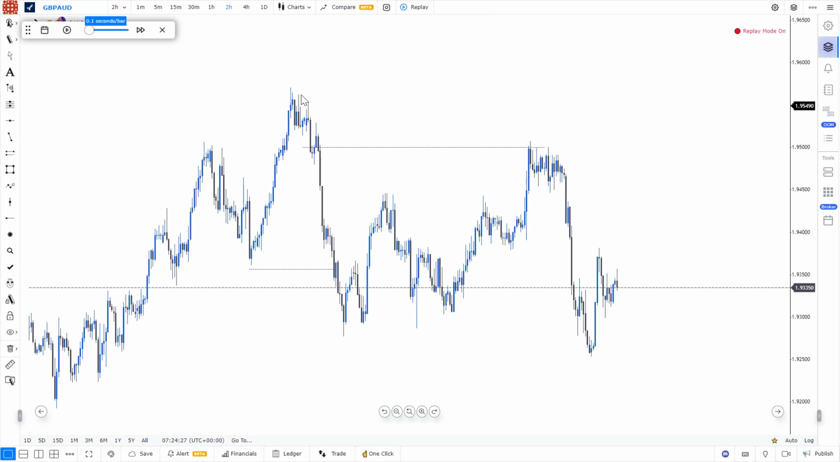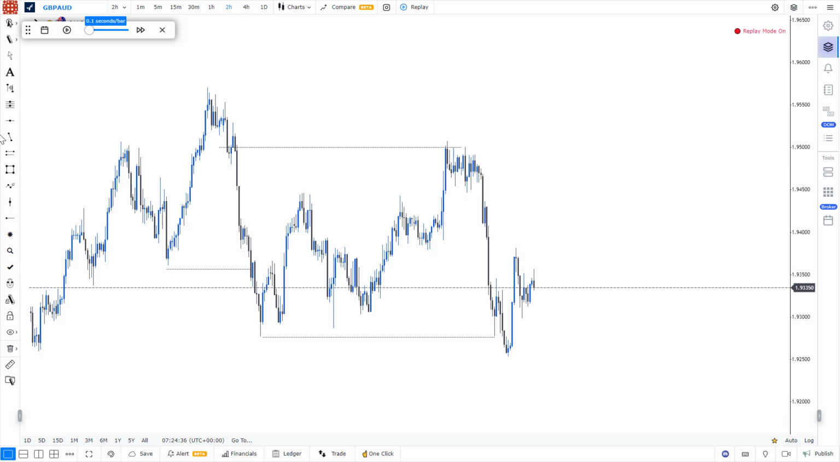You see we had a mitigation of this level and another continuation to the downside, which was able to break below this level, which tells you okay, we are actually in continuation of the downtrend. Now I also shared this particular setup.